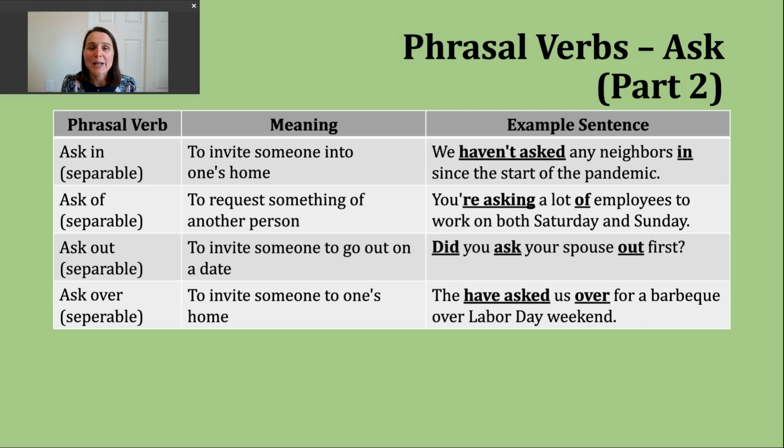The next phrasal verb we'll look at is ask out. This means to invite someone to go out on a date. An example of this might be, did you ask your spouse out first? So we're kind of wanting to know who did the inviting first, you or the person that you are now married to. This question is an example of the simple past tense.